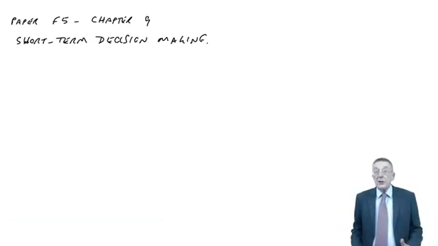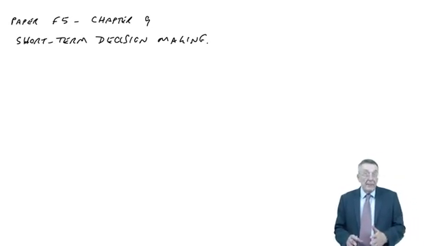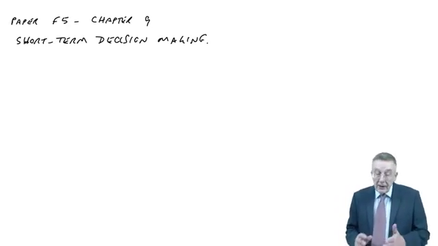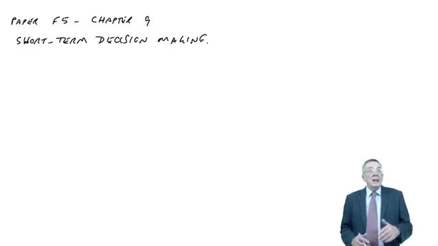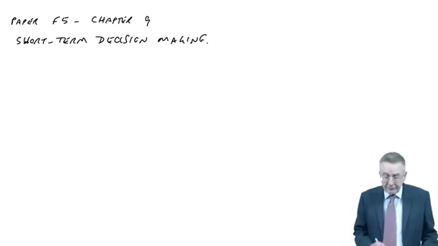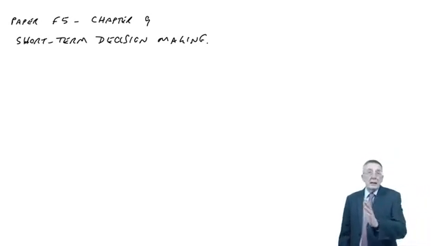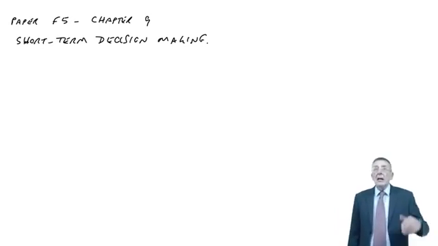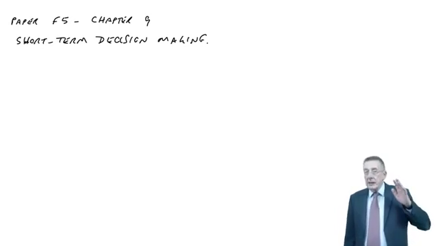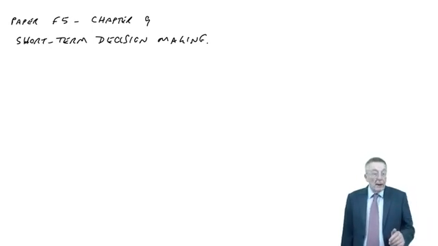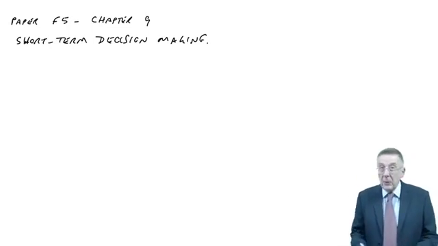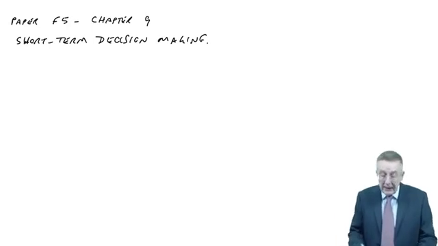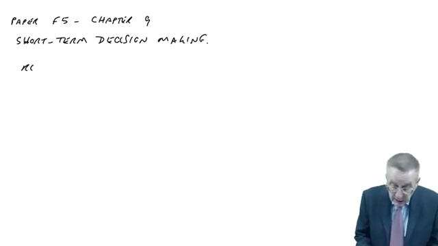Okay, this is the second lecture on Chapter 9 of the Paper F5 lecture notes, short-term decision making. If you remember in the previous lecture, I said there were three different topics we were going to go through, and the last one we looked at was shutdown decisions. This one, in fact the most important of the three from the point of view of the exam, is relevant costing.